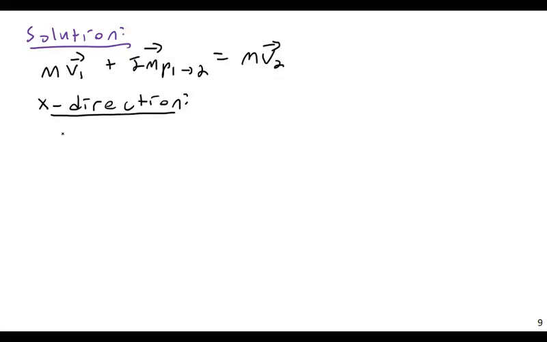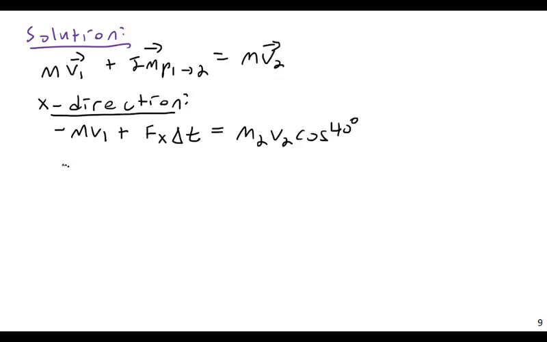Initially it was moving to the left, so I have negative mv1 plus Fx delta t is equal to mv2 times the cosine of 40 degrees. Initially it was moving to the left, afterwards it's moving to the right, but at a certain angle. So I need to take the cosine of that angle to get only the x component. And then the mass here is going to be negative 4.